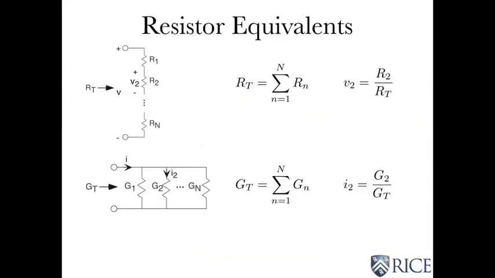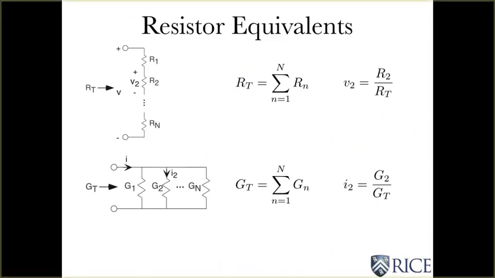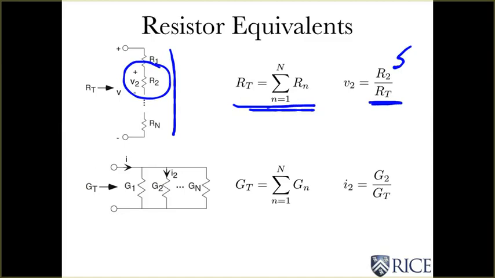All right. So, to summarize the resistor equivalence. If you have resistors in series, the equivalent resistance looks like the sum. And voltage divider, what it looks like, the voltage across any one of them is that resistance divided by the sum of all the resistances. If you have a lot of resistors in parallel, the equivalent conductance is the sum of the conductances, and the current through any one of them is that conductance divided by the sum of the conductances.